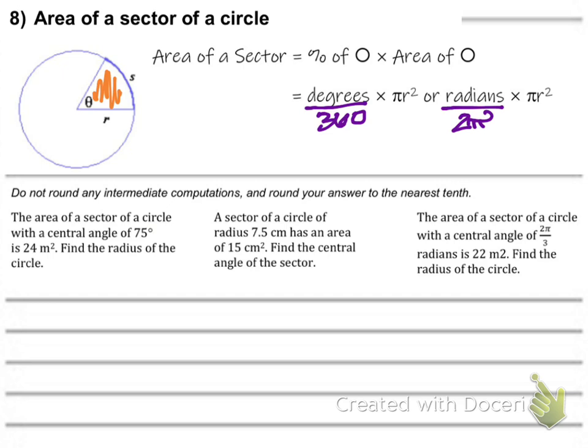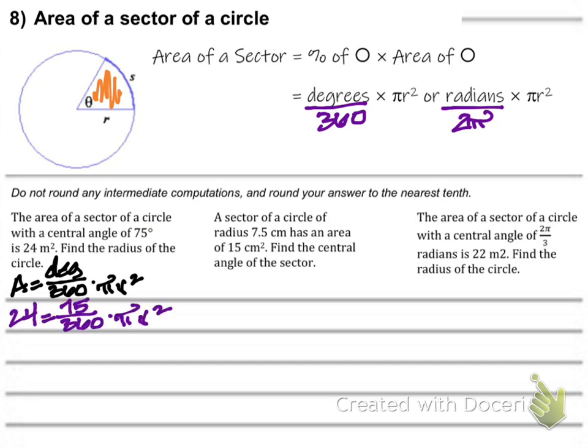So, looking at the first one, they give us the area and the central angle, and they want us to find the radius. Since that central angle is in degrees, we are going to use the degree formula. And then I'm going to plug my information in. So I'm trying to find the radius. So this means I need to multiply both sides by 360 over 75, right? And divide by pi. So there's that. Don't forget to take the square root when you're finding the radius. And then there's my answer.